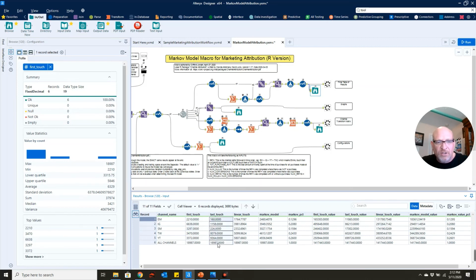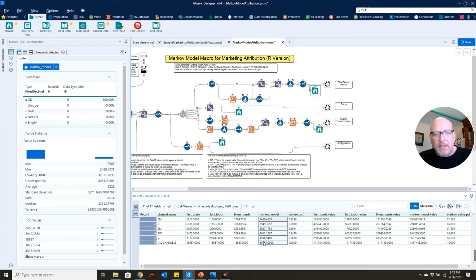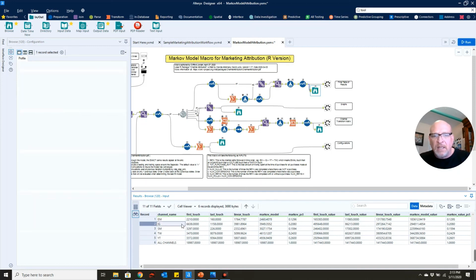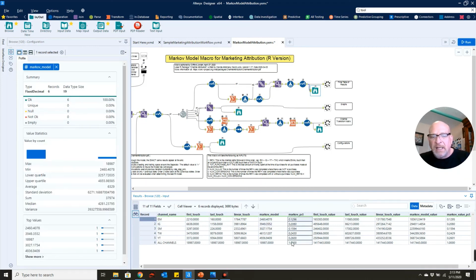This is how they line up for last touch methodology. Then linear touch is where we give them the same amount of weight across the board. And this is kind of how it all works out for that. And then this is the Markov model. Like I said, the Markov model is statistically much more accurate than the first touch, last touch, or the linear touch, and better than the time decay, which I don't include here, but it's better than that. This gives you the percent. So out of that 18,987 conversions, 2460 was due to email. IG in-game was 3949, and then I give you the percentages here.